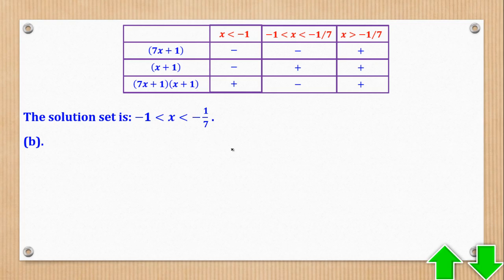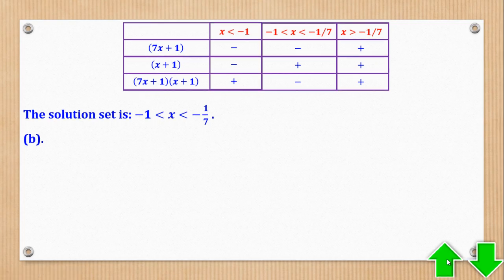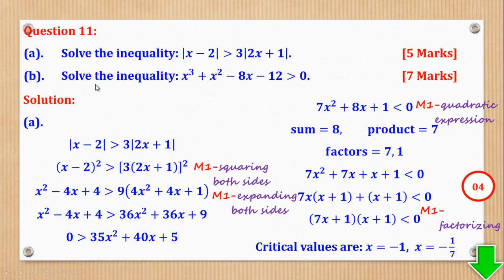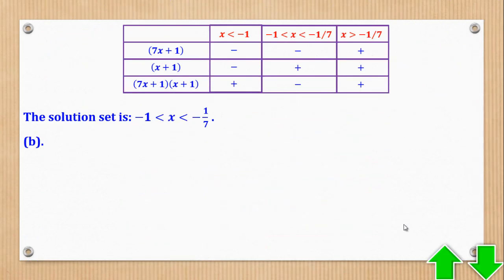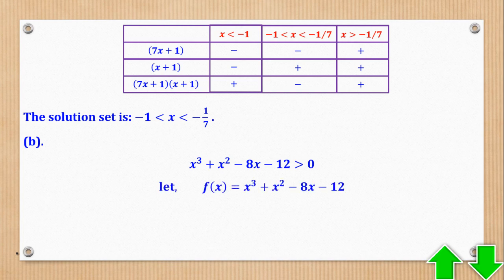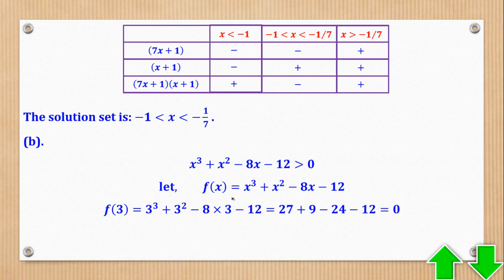Then part B says solve the inequality this one. Okay. So we need to first factorize that cubic equation. So we shall let f(x) be equal to that cubic equation. Then we first use trial and error by testing. So when I put 3, I'll come up with a 0, meaning that 3 is a root, therefore x minus 3 is a factor.